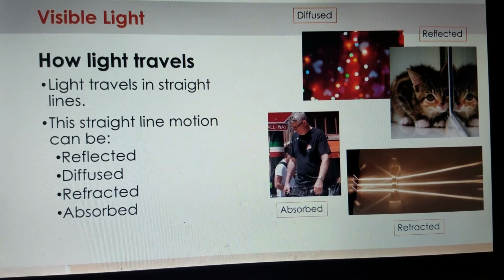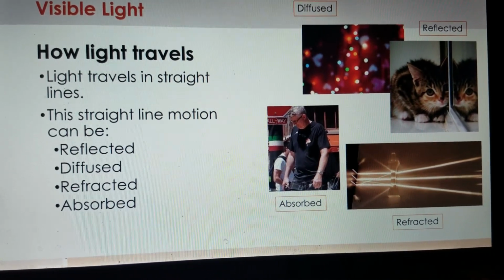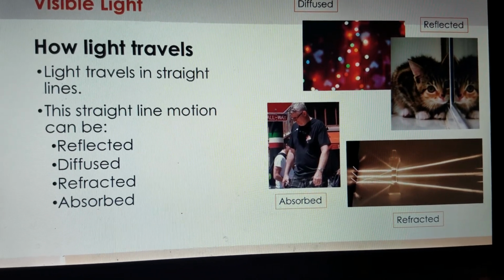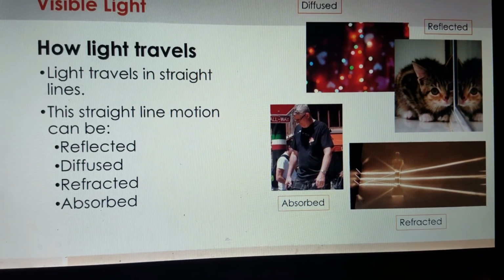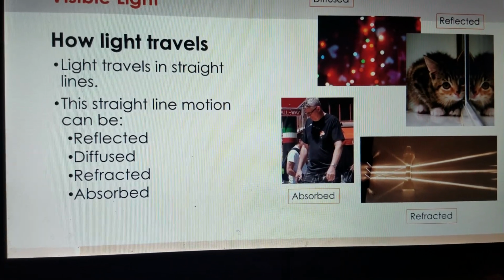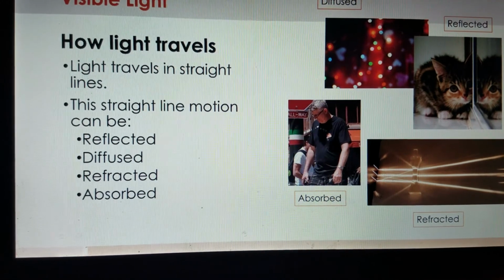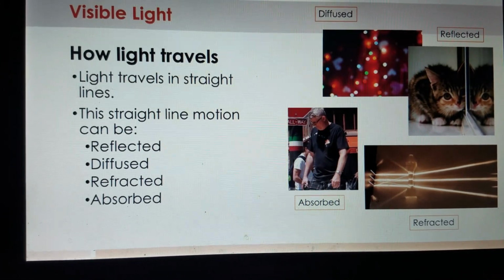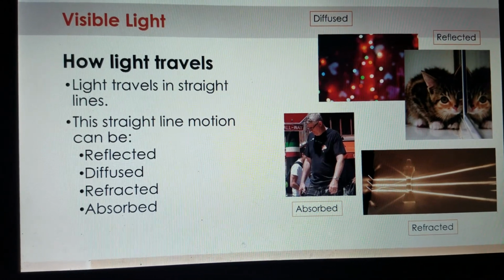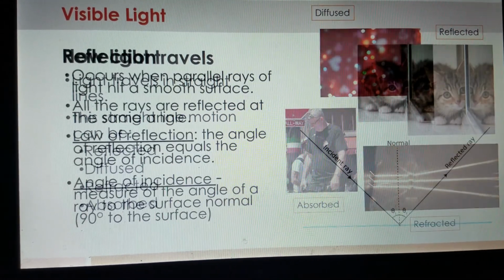So when we talk about light, we have to remember that light always travels in straight lines. But this straight line motion can be reflected, diffused, refracted, absorbed, or diffracted. And we're going to talk about these different behaviors.